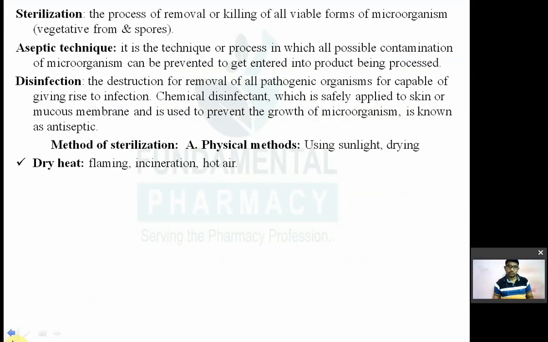In physical only you have dry heat. In the physical itself you have dry heat. In this case flaming, incineration and hot air. So flaming you use for sterilization of your inoculating loop. So in microbiology, the inoculation loop you pass through a flame before inoculating the microorganism or culture. So you have to make that loop sterile. So how can you make it sterile? By passing it through the flame of your burner. Then incineration means to burn it totally. Then hot air. So hot air is the basis for hot air oven or dry heat sterilization.